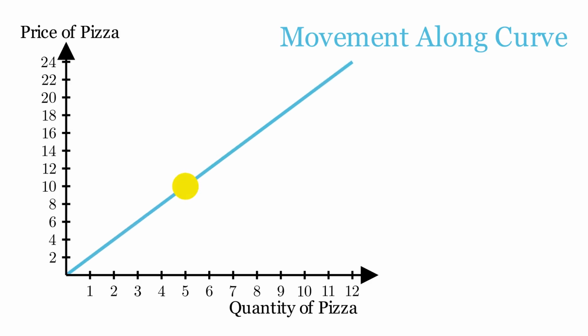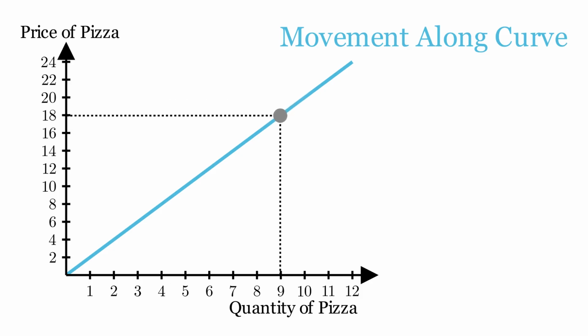This point shows that when the price is 10, quantity supplied is 5. Now let us reduce the price and move to a new price level. As the price changes, the point moves along the same supply curve and the quantity supplied also changes. Notice that the point does not leave the curve. It simply moves from one point to another point on the same curve. This is called movement along the supply curve.